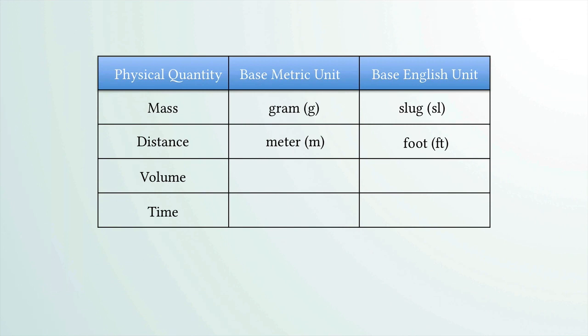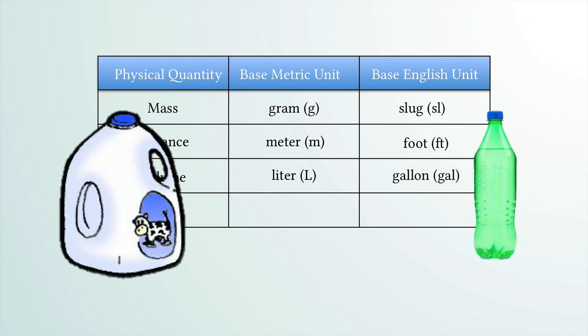Now let's talk about measuring volume of matter. This has to do with how much space it takes up. In the metric system, volume is measured with the unit liter. The English system uses gallon. You are likely familiar with the size of a gallon of milk and a 2-liter soda bottle. A single liter is not quite 1/4 of a gallon.